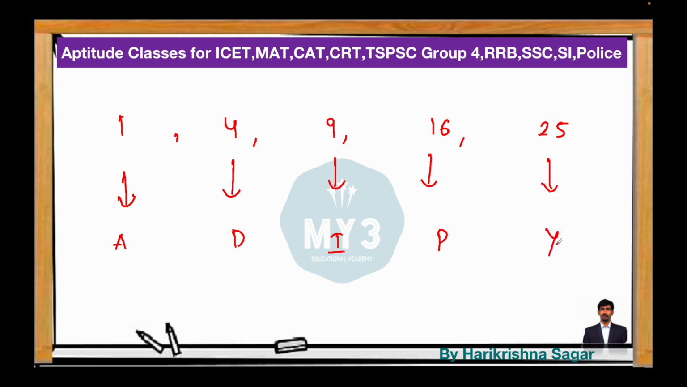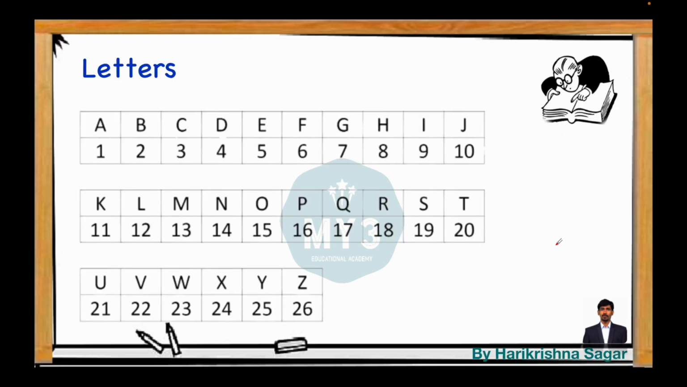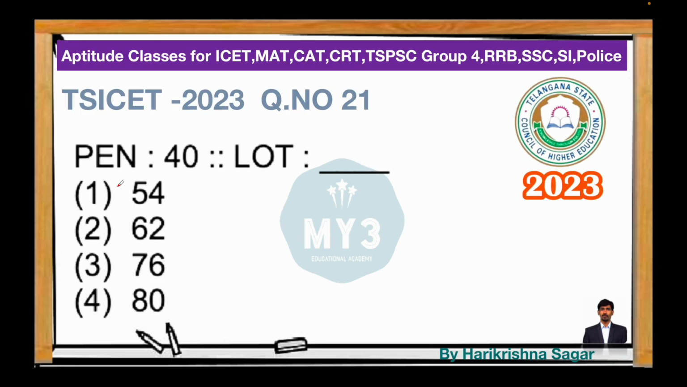Like that, you just remember all the alphabet positions with the respective numbers. So this is a very important prerequisite. I am expecting you to remember prerequisite number 3, and that's it. There is nothing more to do. Let's start with the questions of analogy.